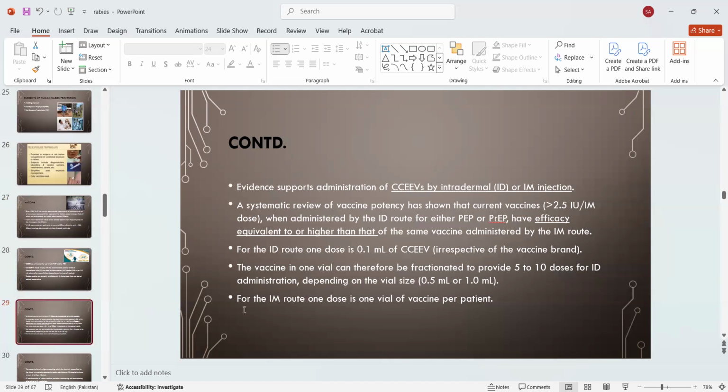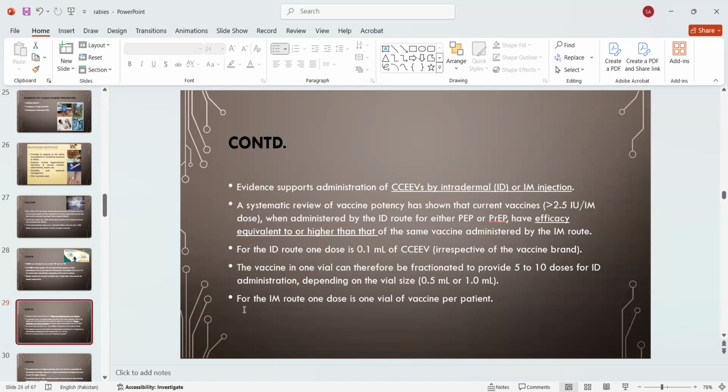Evidence supports administration of cell culture vaccine by intradermal or intramuscular injection. A systematic review of vaccine potency has shown that the current vaccines, when administered by the intradermal route for either pre- or post-exposure prophylaxis, have efficacy equivalent to or higher than that of the same vaccine administered by intramuscular route.